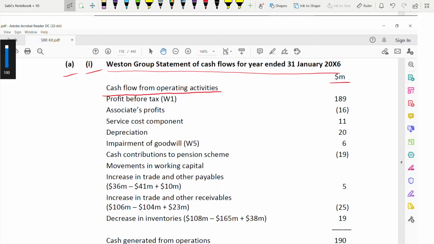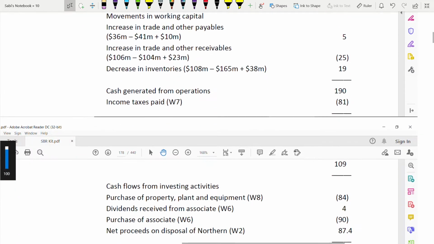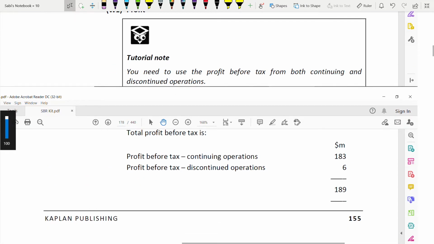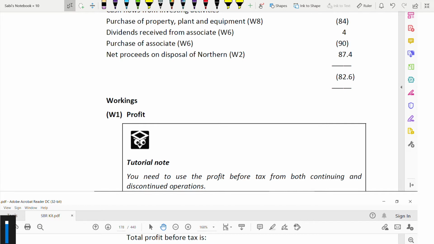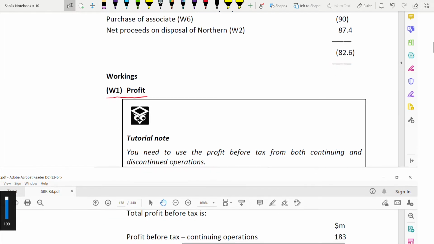You start with profit before tax. Profit before tax, as I told you, is the starting point, and here you have a working one. Now let us go to the working one and see what it is. See, when you go to the workings, just see how clearly they have labeled. You have to use a very short subheading and label your workings. Working is the main heading, and then working 1, 2, 3, 4, you have labeling, numbering, and profit. You need to use the profit before tax from both continuing and discontinued operations.